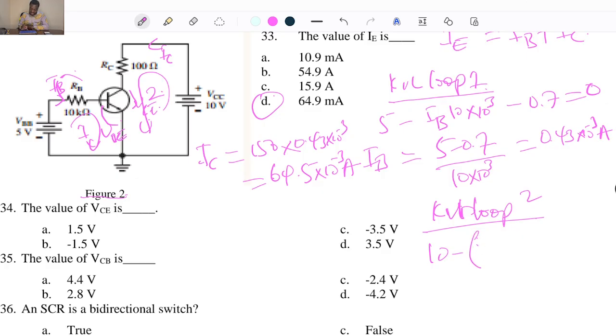And IC, we know IC to be what? 64.5 times 10 to the power minus 3. Then times the resistance there, which is 100. Then minus VCE will give us 0. So we make VCE the subject. That means we calculate this and we send this. Now that we have done this, I'll just take 10 minus bracket 64.5 times 10 to the power minus 3.